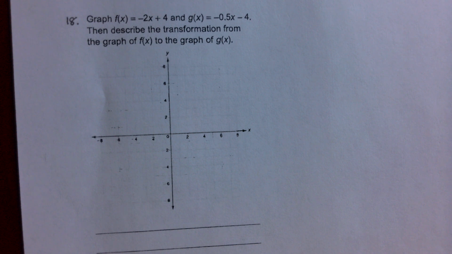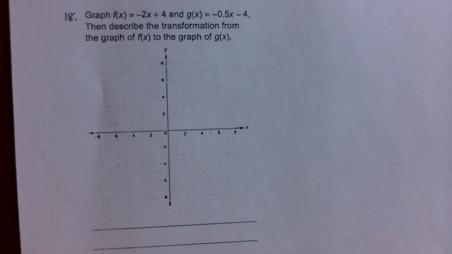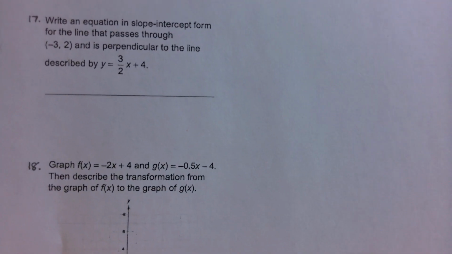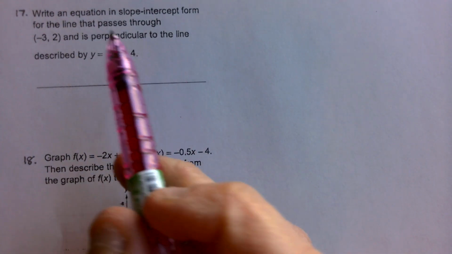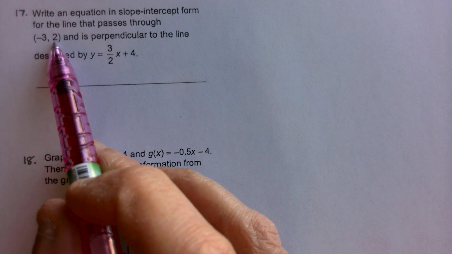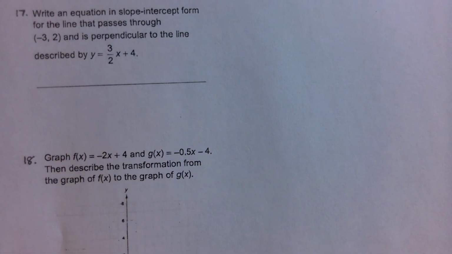All right, back to math. Back to our regularly scheduled program. And I'm on the wrong problem. Write an equation in slope-intercept form for the line that passes through this point and is perpendicular to this line.